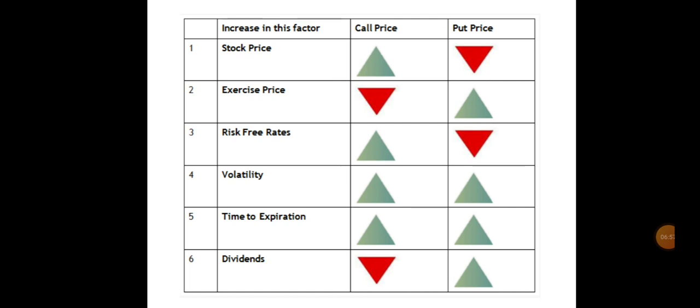Risk-free interest rates, if they increase, call price increases and put price decreases. If volatility increases, then call price and put price both increase. If time to expiration increases, then call price and put price both increase. If dividends increase, then call price decreases and put price increases.